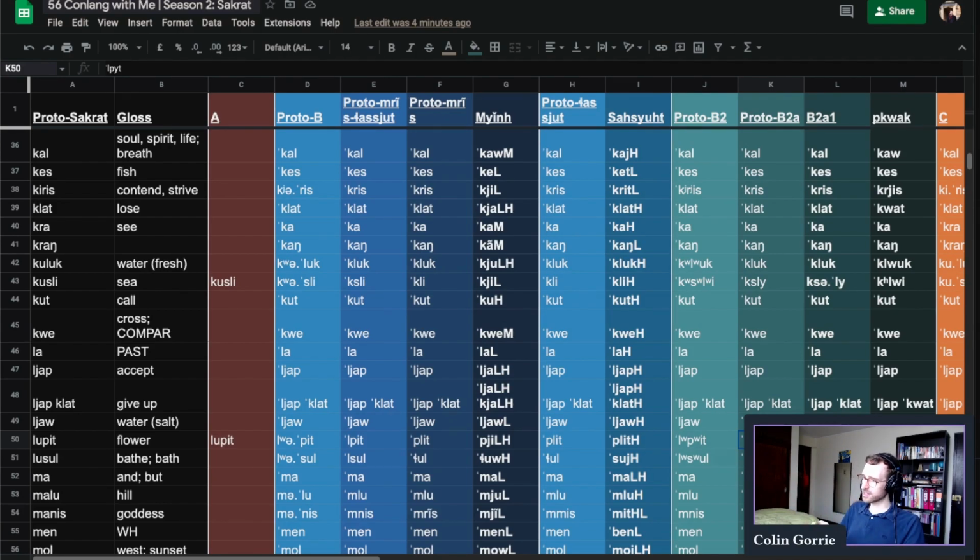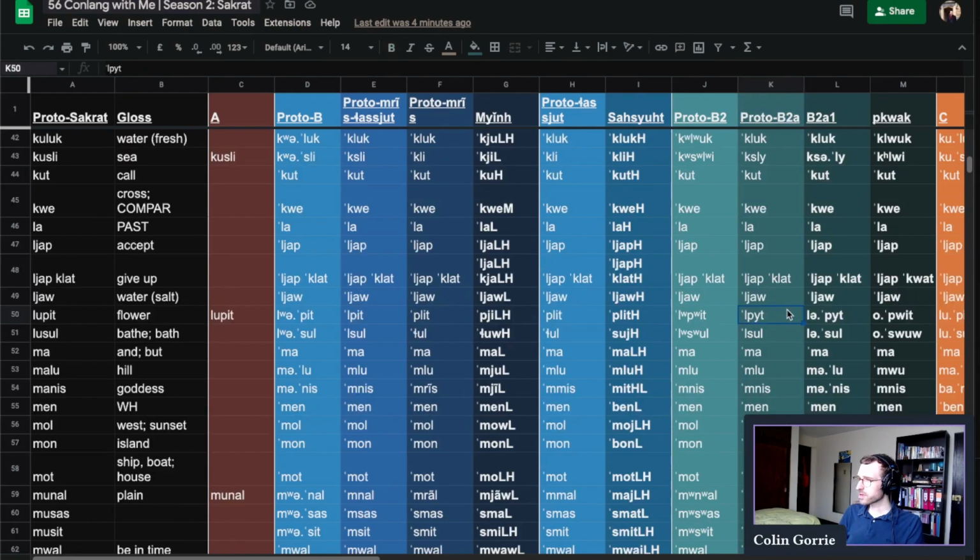The secondary articulation gets put onto the vowel, and we get these initial consonant clusters like lp, which get repaired in that difficult sequence in Pkwak, which is a descendant of proto B2A. So we go from lupuit to opuit. So this L vocalizes to O.